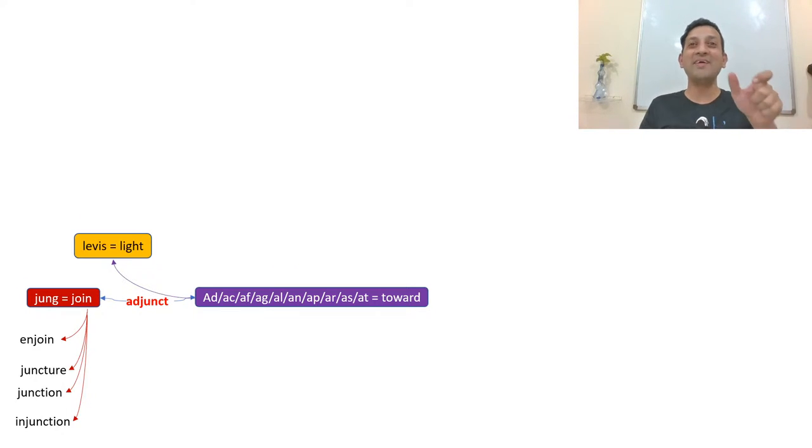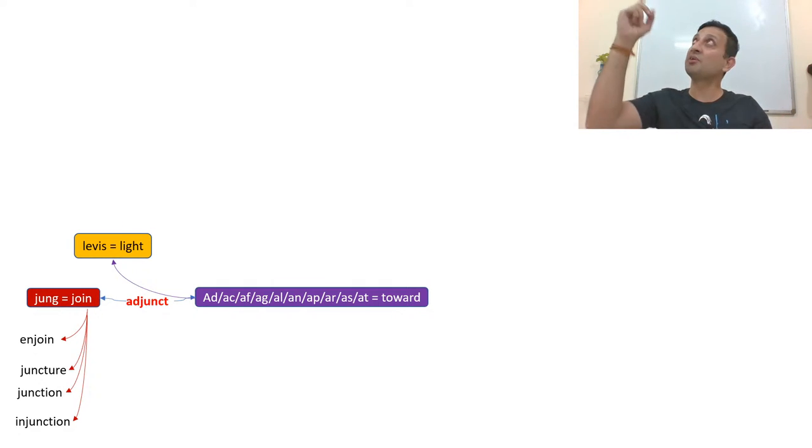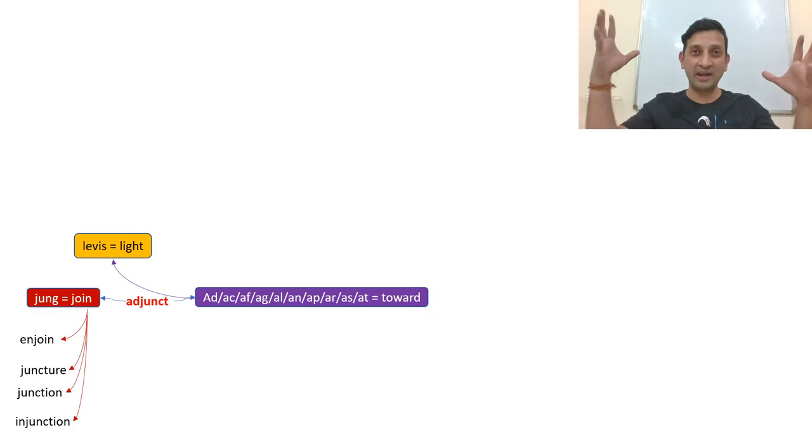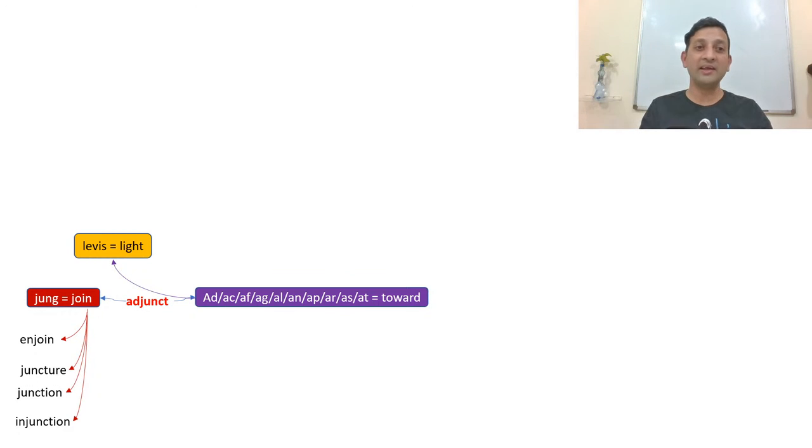If you add levis, which means light, I don't think the guy who founded Levi's jeans had this root in his mind. This levis means light in the sense of something that is not heavy, something that rises from the ground. It's not the light as in roshni wala light, tube light wala light. It's the not heavy, halka wala light.